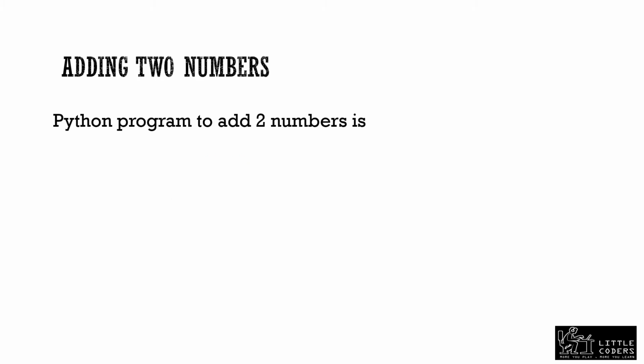Now, a Python program to add two numbers is sum is equal to 6 plus 7 and print sum. That means we want to get the result of this addition, so we are using this print statement. So this is a simple Python program where we are using an arithmetic statement as well as a print statement. The arithmetic statement adds 6 and 7 and it is stored as sum itself.